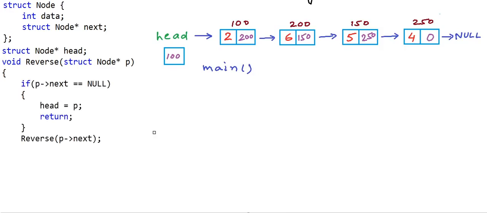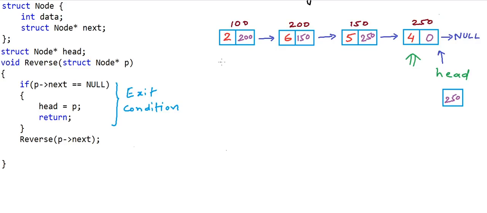Now I want to do something like this in my recursion. I want to go on making a recursive call till I reach the last node. For the last node, the link part will be null. So this is my exit condition from recursion. This exit condition is what will stop us from going on infinitely in a recursion. And what I'm doing here is something very simple. As soon as I reach the last node, I modify the head pointer to make it point to this node. So the recursion will work like this.